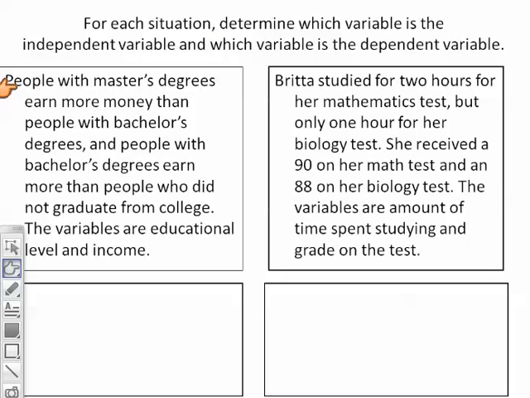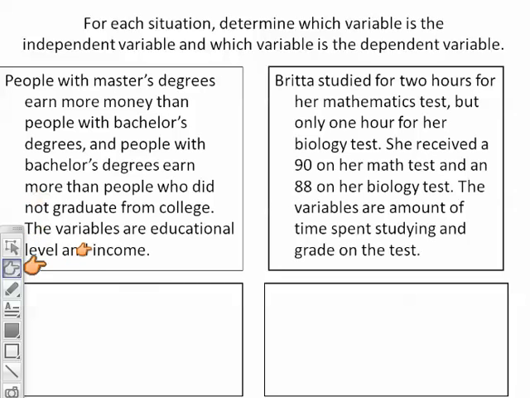Let's look at a couple things in English. Here's a situation, and I want you to help me figure out which variable is independent and which one is dependent. I'm going to give you the variables at the end. People with master's degrees earn more money than people with bachelor's degrees. People with bachelor's degrees earn more money than people who did not graduate from college. The variables in this situation are education level and income.